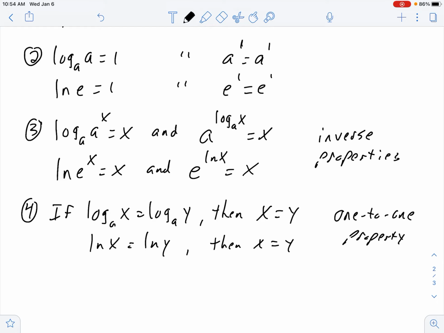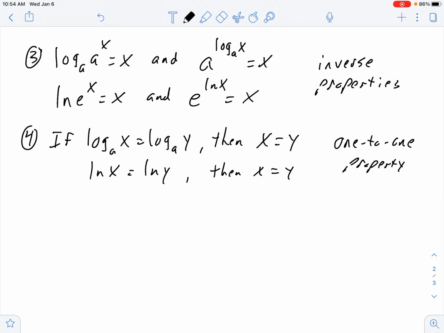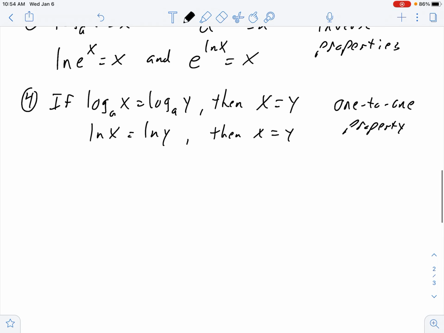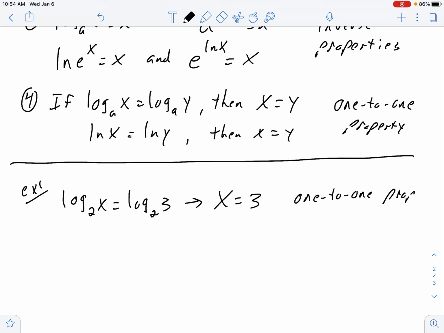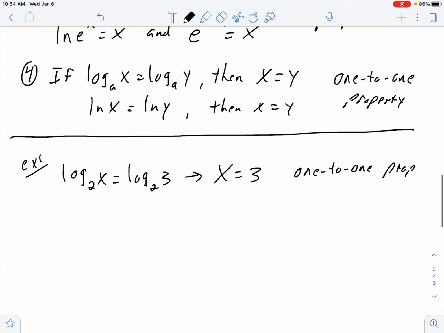So let's look at a couple of examples based on the definition and the properties of logs. So let's say we have log base 2 of x is equal to log base 2 of 3. Well, then what is the x value? Well, x is going to be 3, and that's just based on the one-to-one property that we just talked about. So you can see that's where we get x equals 3. Two logs to the same base means that this has to equal that.